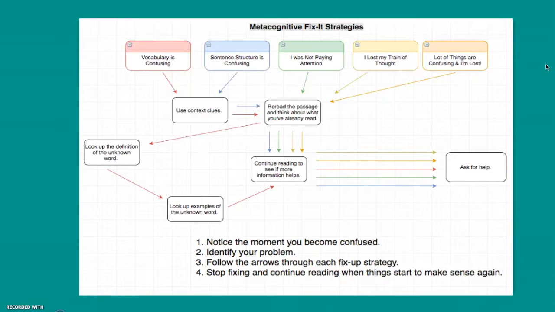And as you can see, I put ask for help as the very last resort. The idea is that we allow students to become independent with this, as well as automatic. So it may help to model each fix-it strategy before having students use this tool so that they really know what it means to use context clues. And when we reread the passage and think about what we've already read, what does it actually look like? And how do you quickly look up a helpful definition of an unknown word? And where can they find the resource to look up the definition?